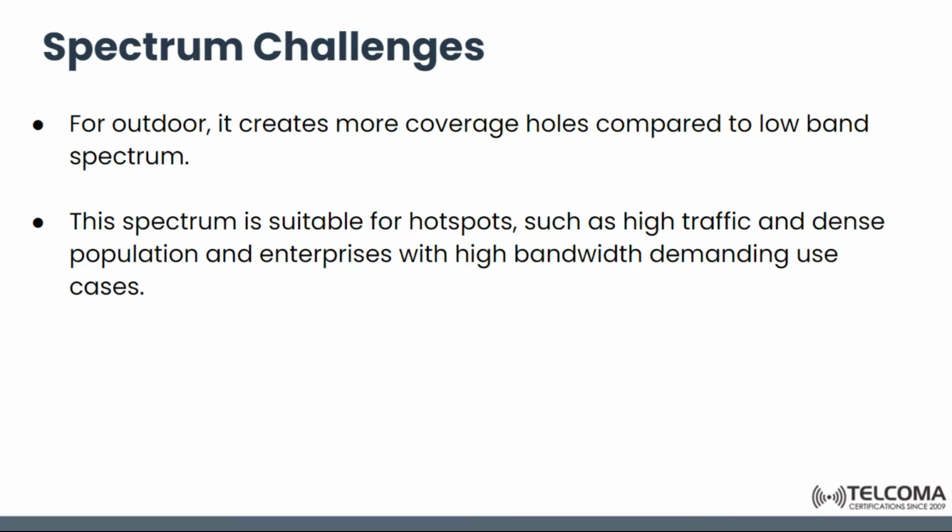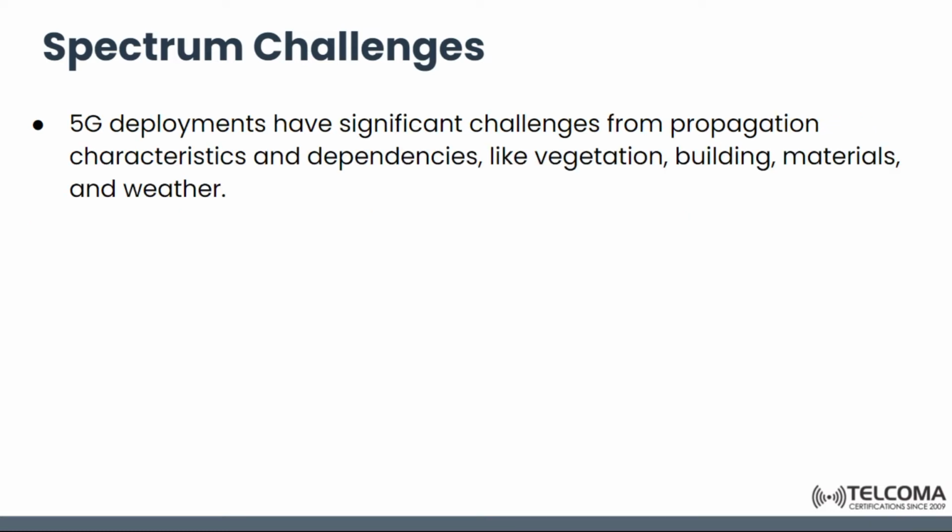For outdoor spectrum challenges, the high band creates more coverage holes compared to the low band spectrum. So this spectrum is suitable for hotspots. We can use millimeter wave spectrum for hotspots like high traffic, dense population and enterprises with high bandwidth demanding use cases. So 5G deployments have significant challenges from propagation characteristics and dependencies like vegetation, building materials and the weather.